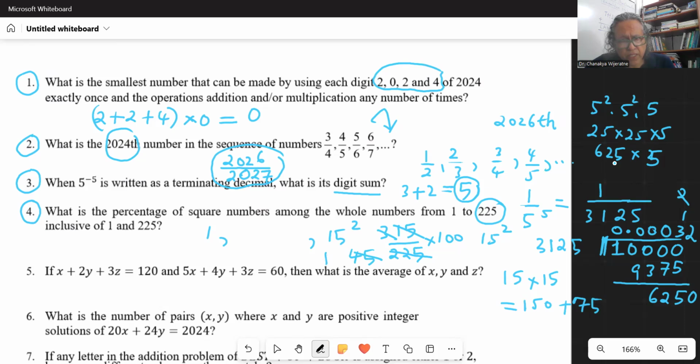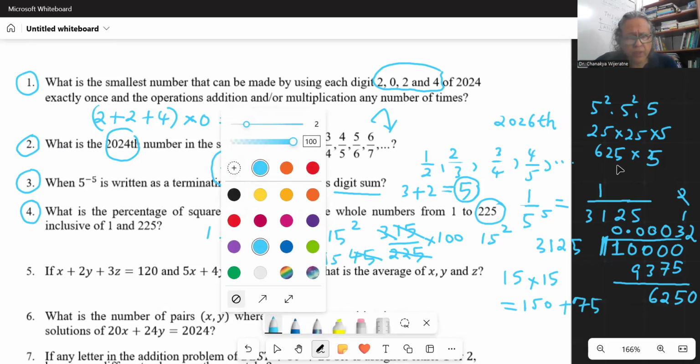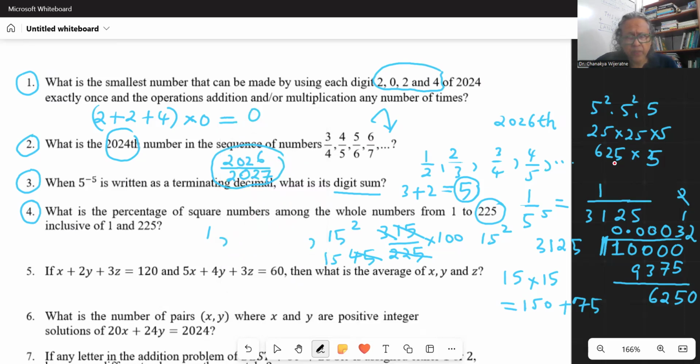So that's 15. So let's get a different color. So it is 100 over 15. I'm going to divide by 5, so it's 20 over 3. So it is actually 20 over 3, as a percentage. Okay.